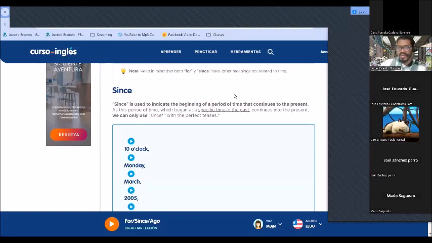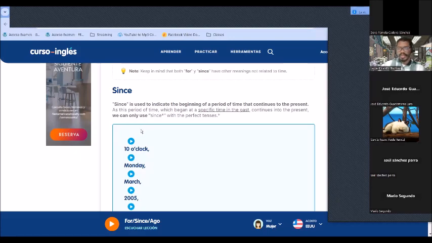Jose Eduardo, when do we use since? Since is used to indicate the beginning of a period of time that continues to the present, a period of time which began at a specific time in the past and continues into the present. We can only use since with the present perfect tense. Good. All right.